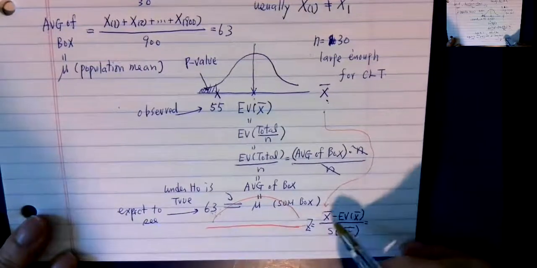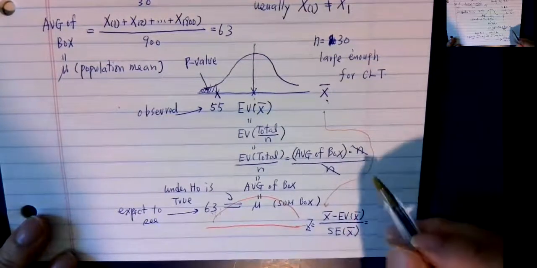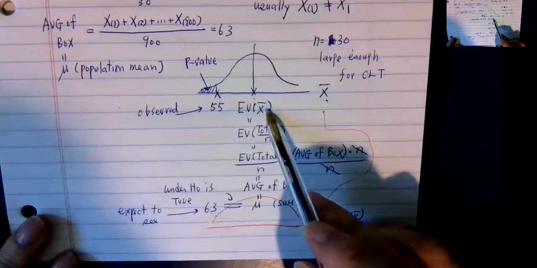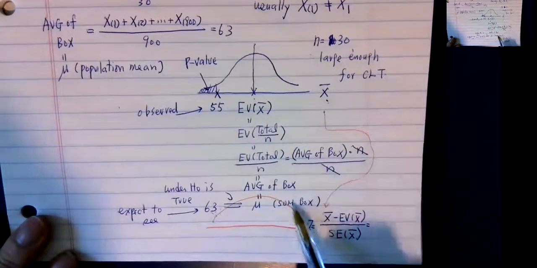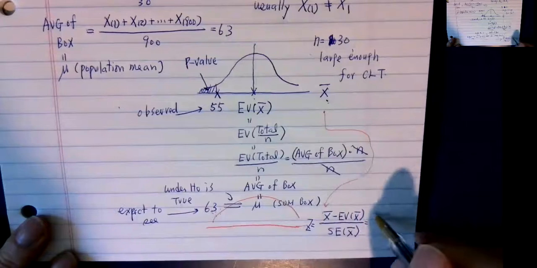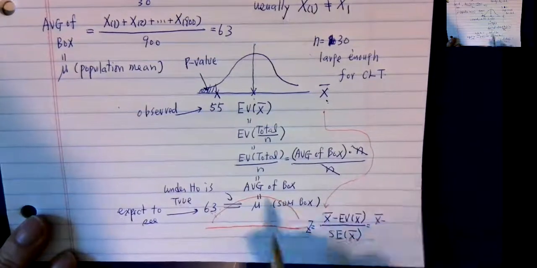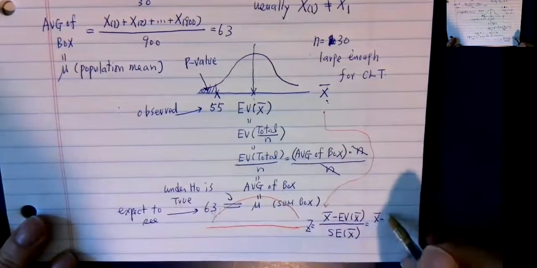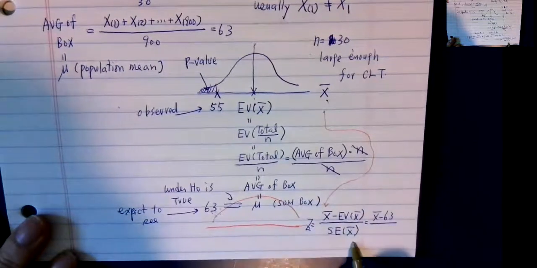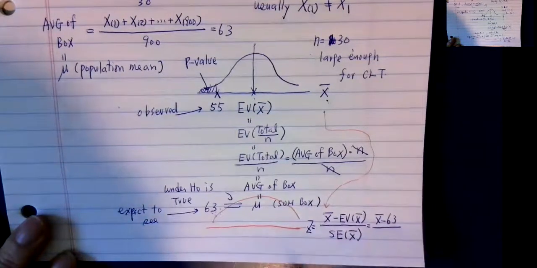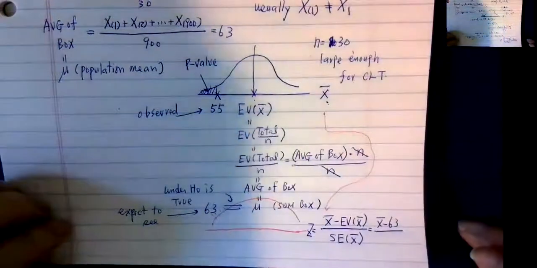Now, what's EV X bar? EV X bar is the average of the box, or you say mu. And mu is 63. So this is X bar minus 63, divided by SE X bar. How can we find SE X bar? I'm going to flip to the next page and show you. It's a review of what I posted in the previous two weeks.